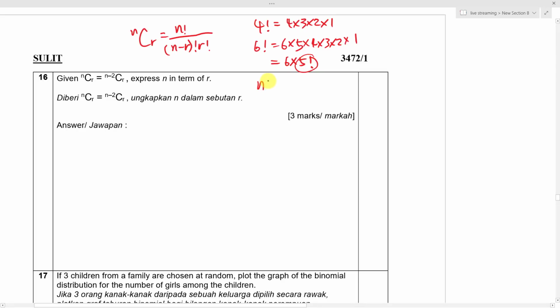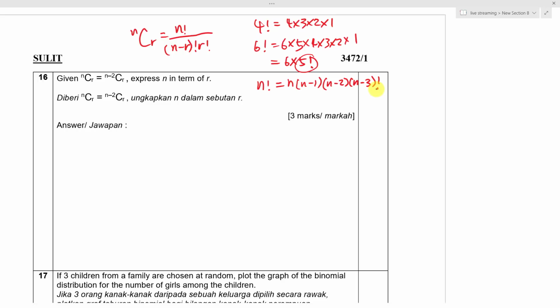Alright, so therefore when I go to n factorial, this is what happens. N factorial will become n, and then the next one will be n minus 1, and then n minus 2, and keep on going. So if I want to stop it, I will add a factorial. Okay, this is the logic if I expand n factorial.